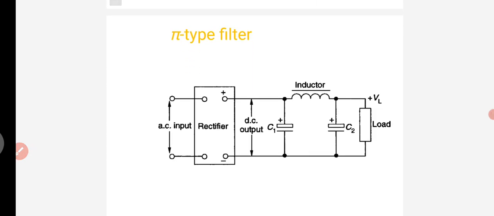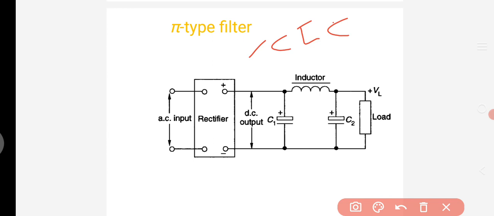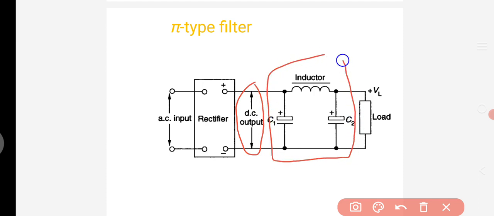Next, another type of filter is the pi-type filter. In this pi-type filter, we are using a CLC arrangement. That means these three passive components are connected in a pi shape, and that symbol looks like a pi. So that's why it is called a pi-type filter. Before that, the rectifier output is pulsating DC, and this DC output is given as the input to the filter circuit.